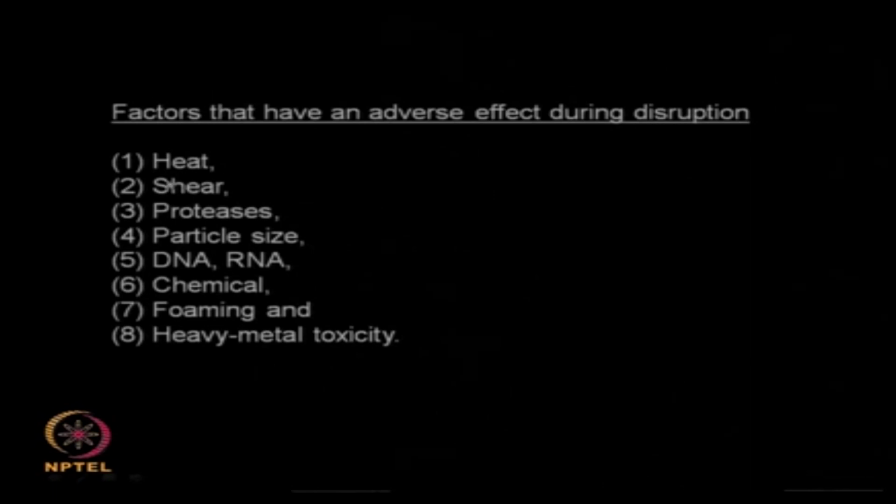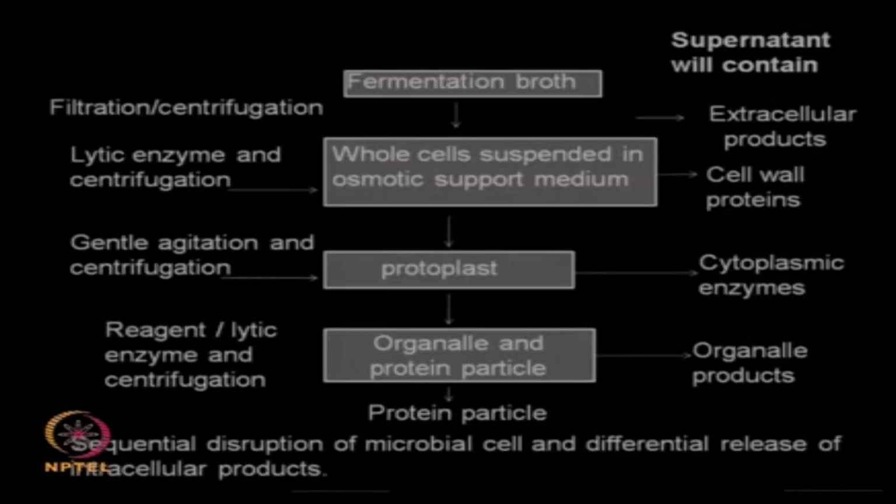Heat, shear: what type of shear forces I need to use, am I generating too much heat, am I generating proteases thereby increasing the viscosity, what will be the particle size, that means original biomass size, am I liberating DNAs and RNAs. Chemicals: what type of chemicals am I going to use, am I going to get foaming because of this, is there going to be heavy metal and toxicity because of the heavy metals. All these issues need to be considered.